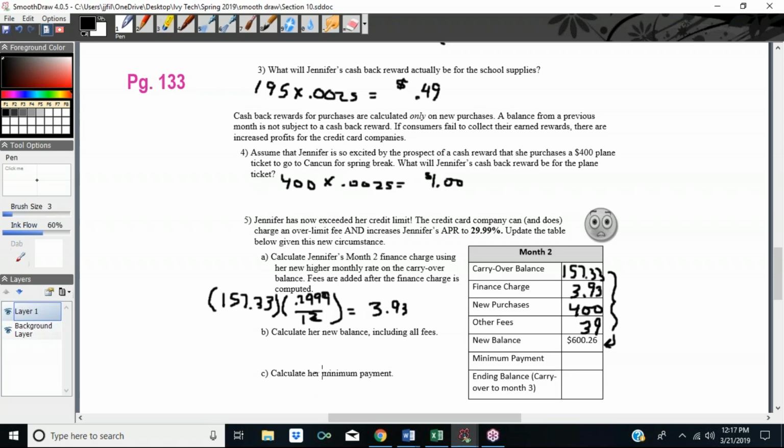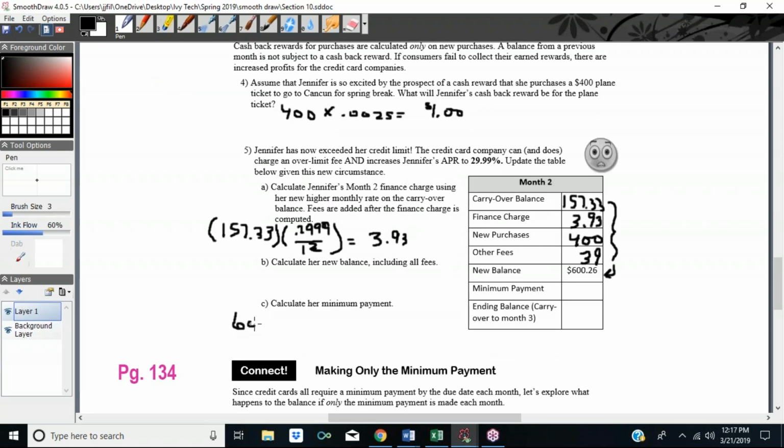So now we're going to find the minimum payment. So $600.26 times that 0.05. It's going to be just over $30 probably. How about $30 and a penny? And that's more than $20, right? So that's the one that we're going to use. And then to get the carryover balance, we're going to subtract these two. So it looks like 570.25.